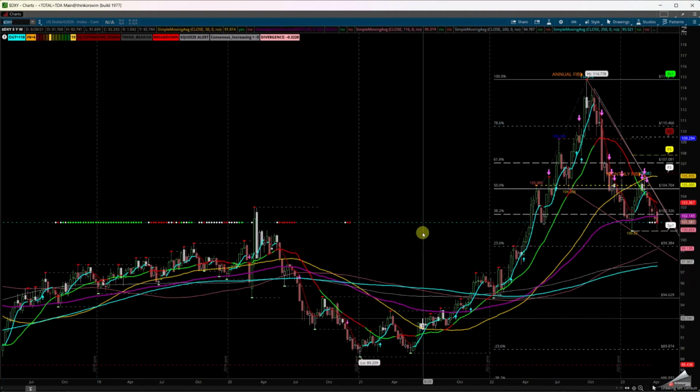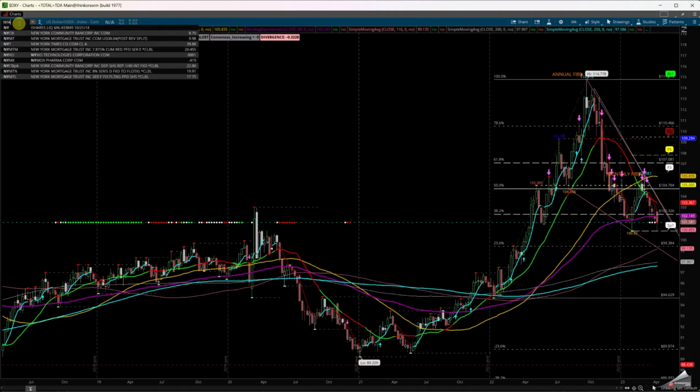Pay attention to the American dollar, Aussie dollar, European dollar. It can give you an idea where the currencies are, as well as the Japanese. Let's now take a look at the NYA, New York Composite.